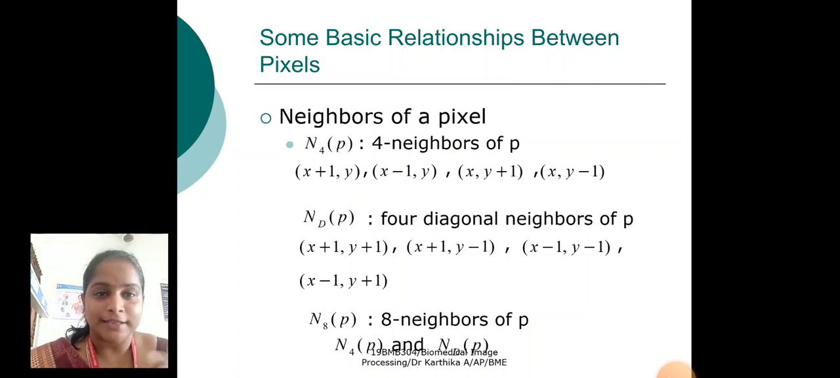Suppose we are taking the 8 neighbors of P, which we denote N8 of P, and we split it into N4 of P and ND of P.